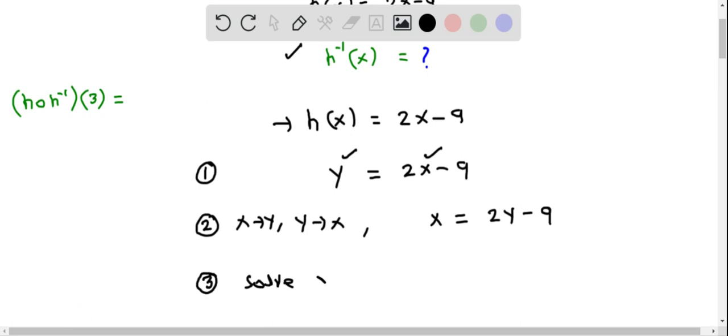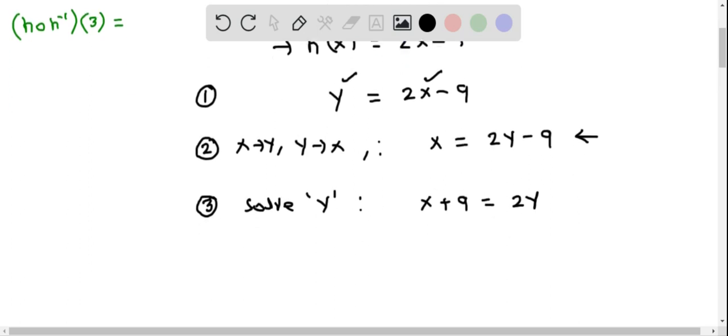Solve for y. So we have to solve for y in this equation. I'm going to first add a 9 to both sides. When I do that, I get x plus 9, and this equals 2y. Now I can divide both sides by 2, and this means I will get x plus 9 by 2 equals 2y divided by 2. So we get y equals, therefore we can write down y equals x plus 9 over 2.